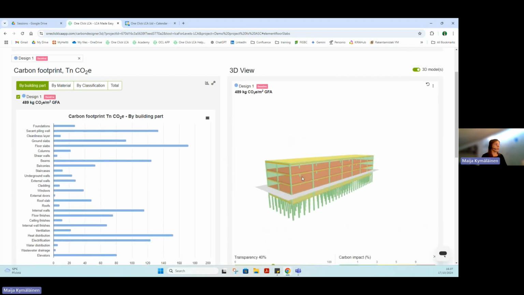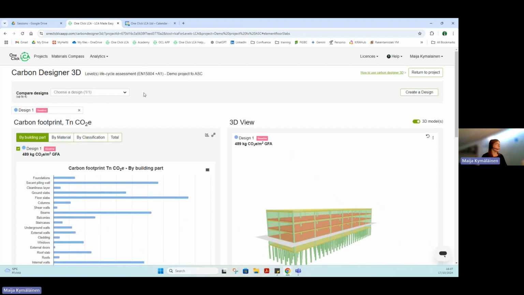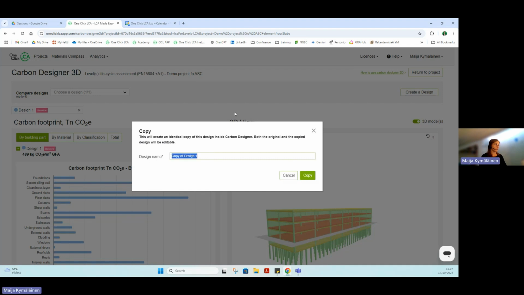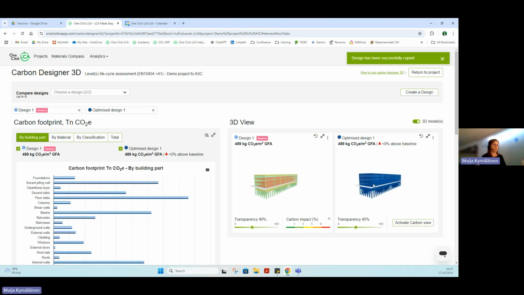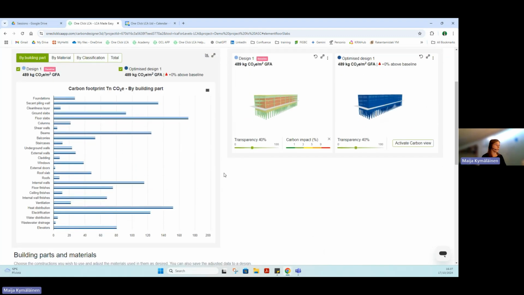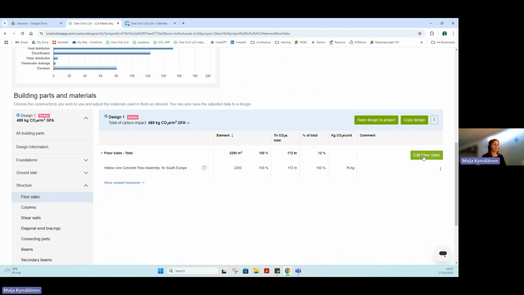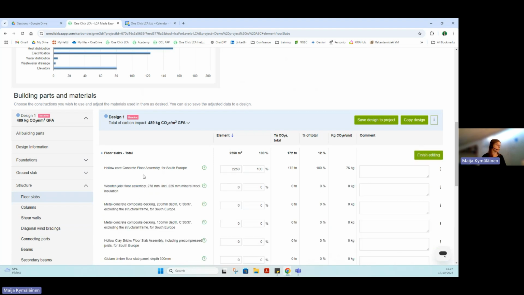When you are making comparisons, you can do up to 4 comparative designs. What you can do here is copy this one, and it will create another one. We can call this, for example, optimized design one. We will have another building here, which is exactly identical. You can see all the impacts are the same. Now we could do the same as before.